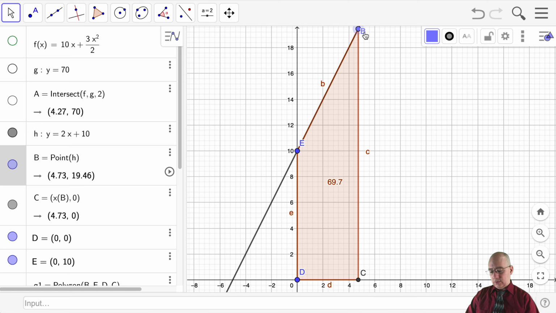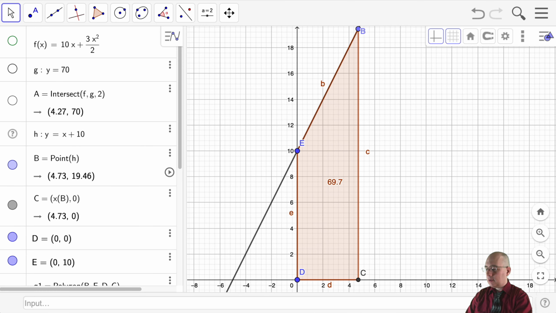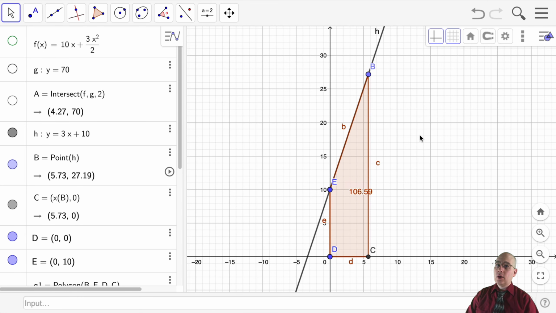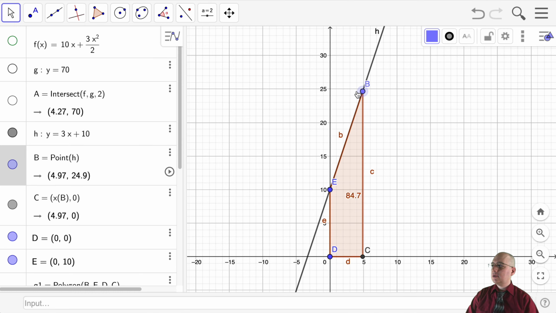That really should have been 4.3, right? There we go. Sorry, typed it in wrong. 3x plus 10. See? Okay, lots of ways to make mistakes in this stuff. Check and double check and check, check, check. Okay, 4.2.